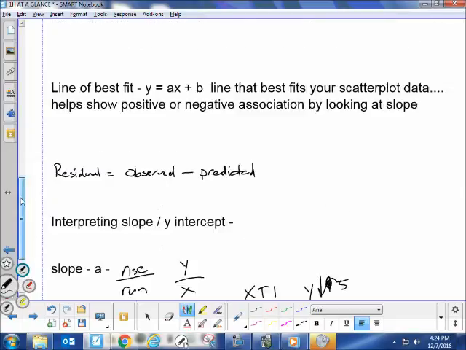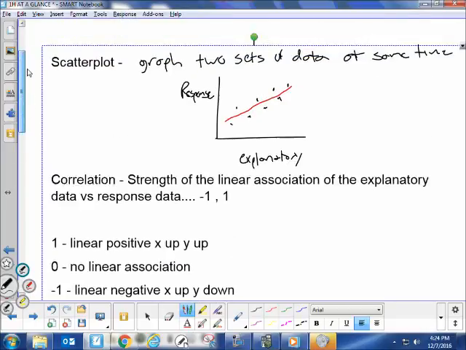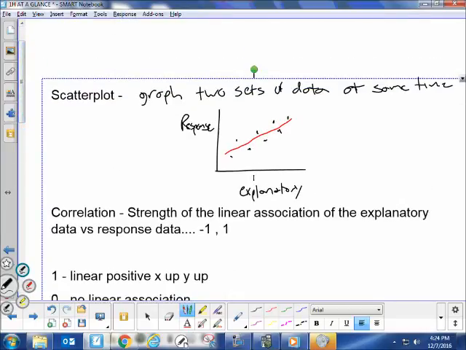Now, if this was negative, I'd say as x is going up 1, y would go down 5. But it's very important to know that x and y is going to mean something. So explanatory, let's just say this is temperature, and this is the ducks at my lake.